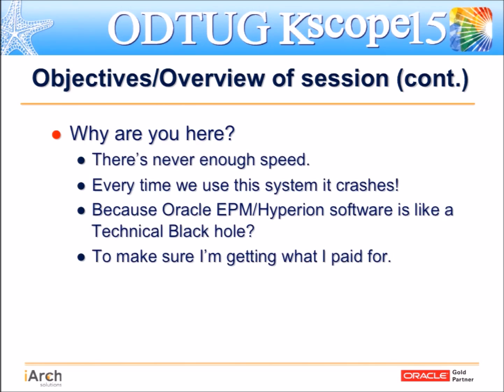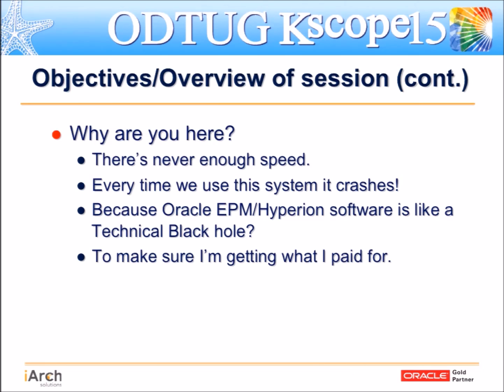Some of the areas and reasons why we wanted to do this presentation was we hear this, I swear, almost every day in our lives, our jobs. Never enough speed. Hyperion's too slow, right? Every time we use this thing, it crashes. Or more importantly, it always crashes during a budget cycle or close at 4:45 p.m. on Friday afternoon, local time, okay?